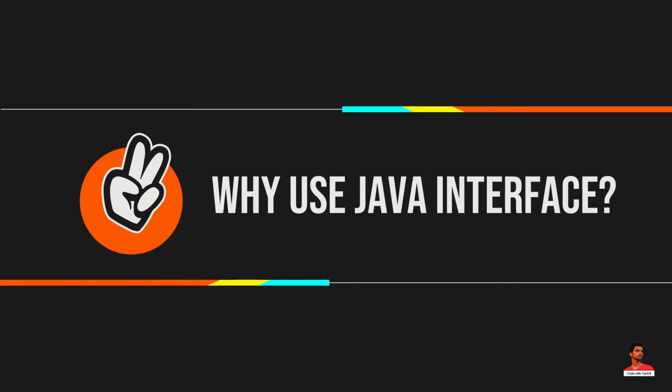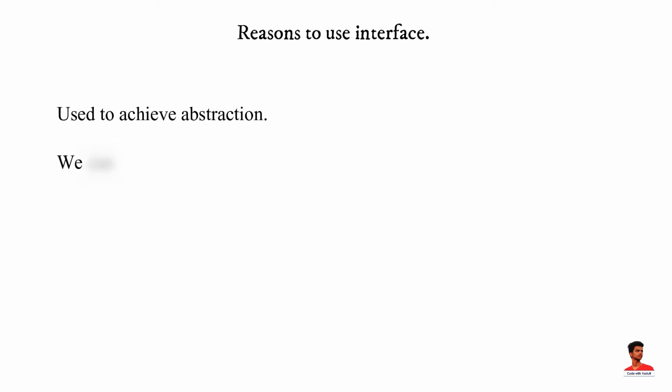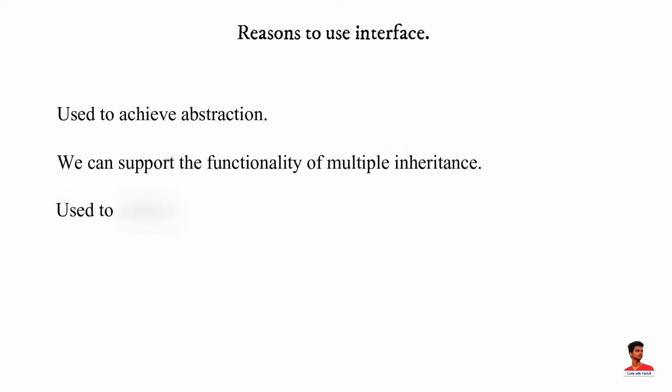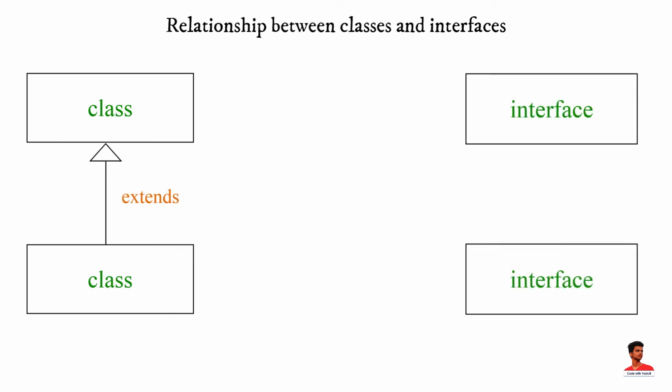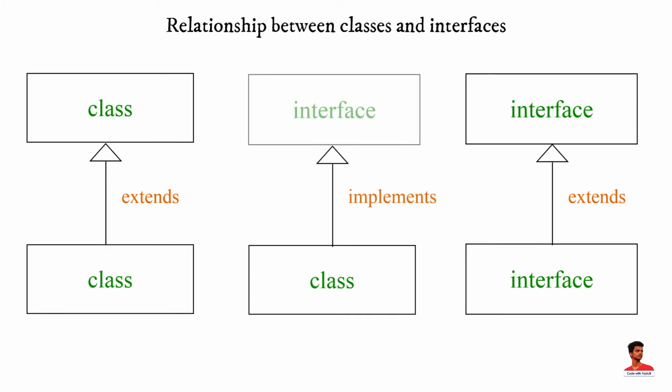There are mainly three reasons to use interface. It is used to achieve abstraction. By interface, we can support the functionality of multiple inheritance. It can be used to achieve loose coupling. As shown in the figure, a class extends another class, an interface extends another interface, but a class implements an interface.